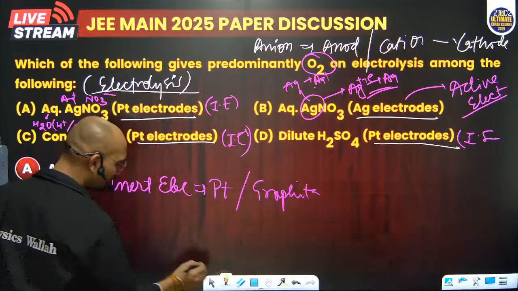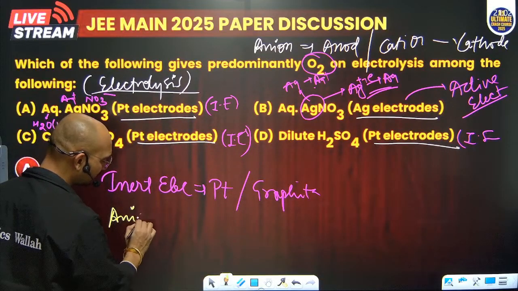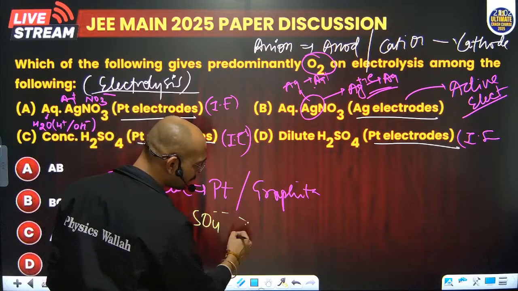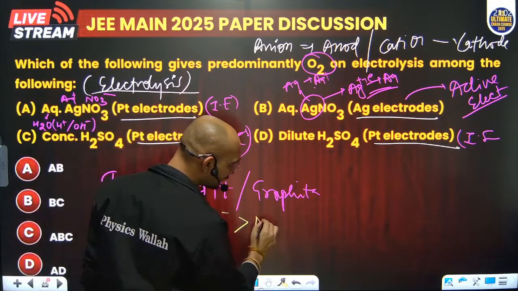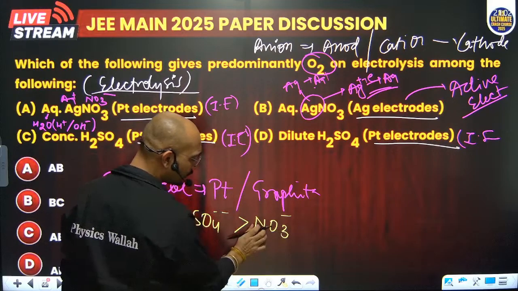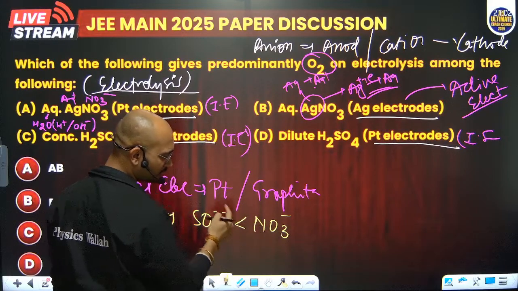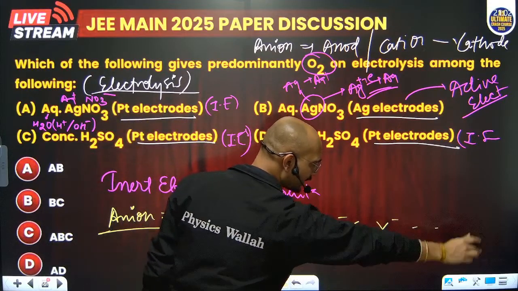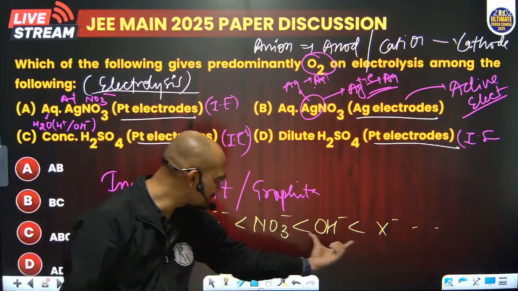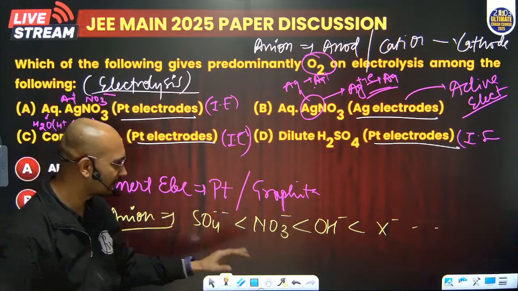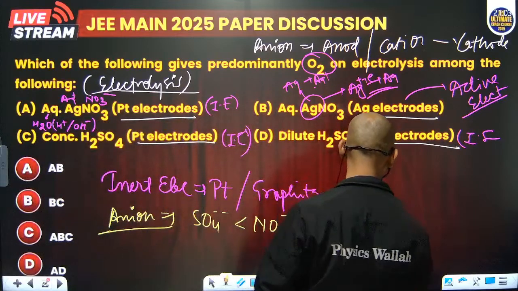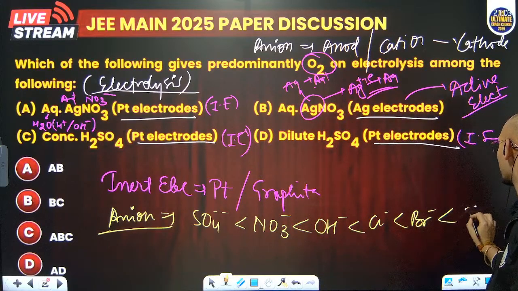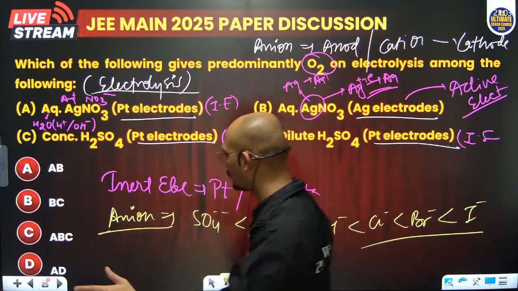So here for anion, remember, it is something to remember, which will be easily gone? Sulfate will never go, or it will not go in preference to, let's say, nitrate. Which will be more preferred to go on anode? Sulfate will be least preferred, then nitrate, then OH, and then all the halides are there. You can just see that. So generally these are there for you to take care. In halides also, which will be given first? F for sure, then Cl minus, then Br minus, and then of course I minus. It should be something that you should keep in mind.